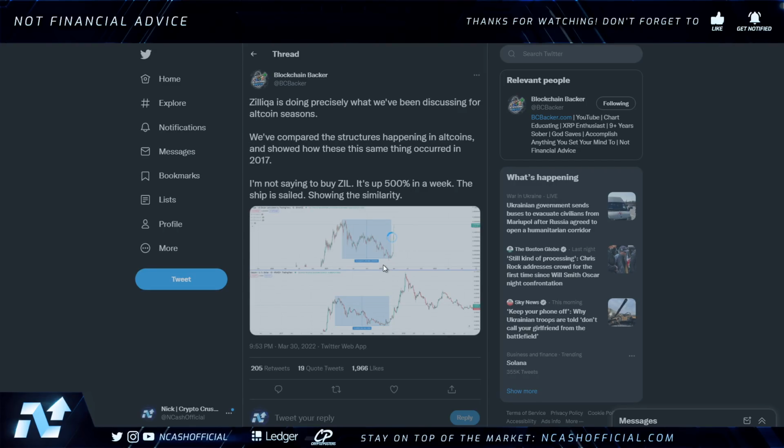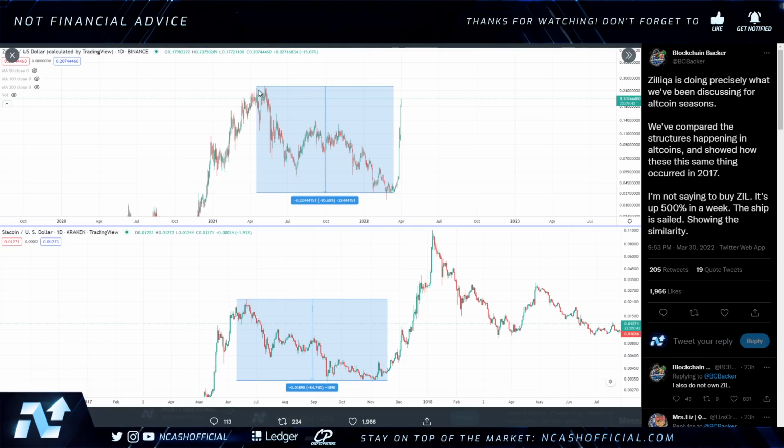So here we have ZIL, right? We have this massive downward trend, and then we bottom out a little bit, followed by sideways trading, and then we have this massive breakout event. And here is Sia Coin. This goes back in time to 2017, 2018, down almost 85%. Again, sideways trading a little bit, then a massive breakout event.